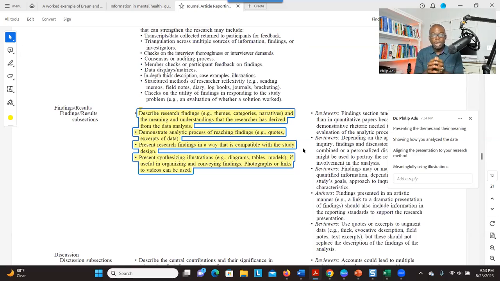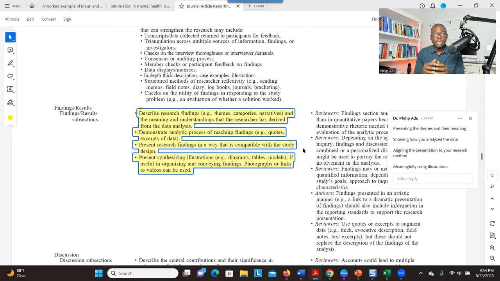The next one is you have to make sure that the way that you are presenting your findings is consistent with the research approach that you used. One example is that in case you use narrative approach, you are expected that you present your findings in a narrative format. You are telling participant story in a story format. So you have to make sure that the way that you are presenting information is in line with the approach that you are choosing.